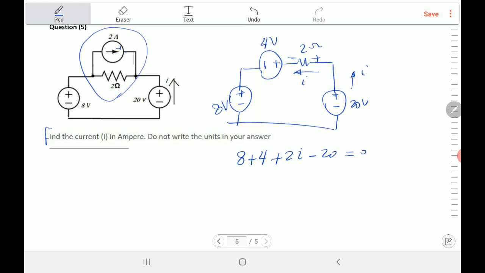So you have 12 minus 20 plus 2I is equal to 0. Minus 8 plus 2I is equal to 0. So 2I is equal to 8, I is equal to 4 amp. And that's it, and the exam is done.